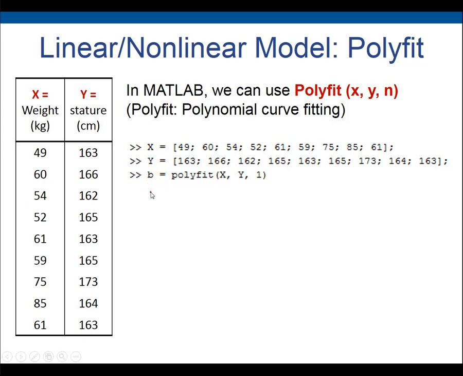Okay, so if we run this code, variable b has 0.1270 and 157.0436. So what is the meaning of this? B is a 1 by 2 matrix, right? This is 1 and 2. The first column means this is the slope of the model, and this is the intercept.